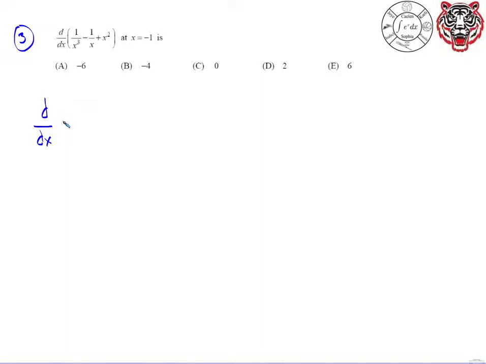So d dx, the derivative, how do I change this first term? I want to get rid of the fraction. I don't want it 1 over x cubed. I want it something else. Use negative powers here. Negative 2x squared.